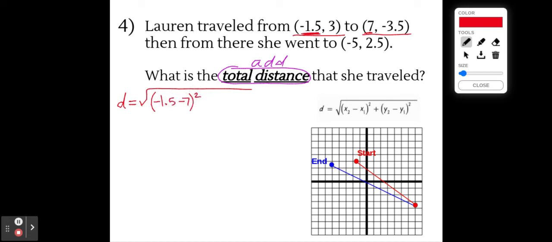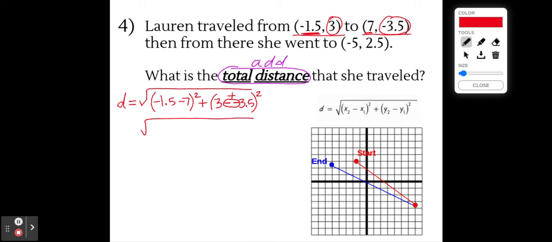And then squared. Okay, then I'm going to subtract the y's. 3 minus negative 3.5. So 3 and then minus or subtract, and then I have negative 3.5. That double negative right here that you see, we should know that that's the same thing as adding, right? And then squared. Okay.